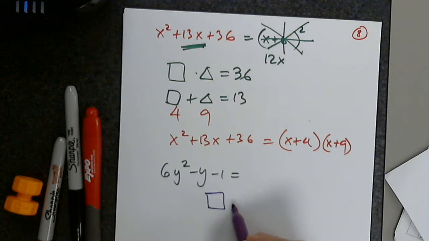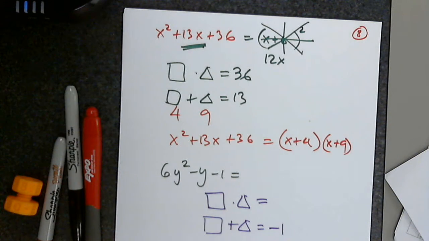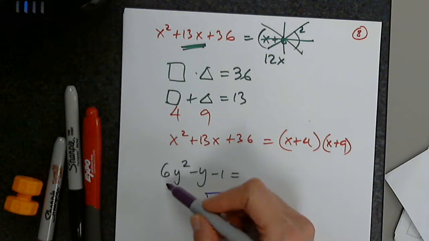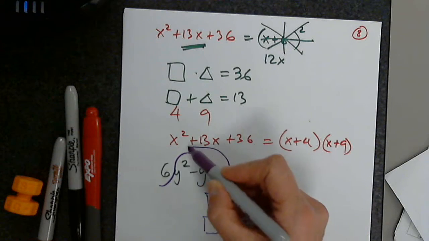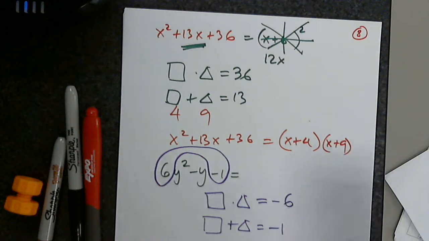So I'm looking to determine two numbers whose product is and whose sum is. The sum never changes. What is the sum? Perfect. But now the product is different. The product has to incorporate the leading coefficient. So the product incorporates the leading coefficient. How much is that? -6.